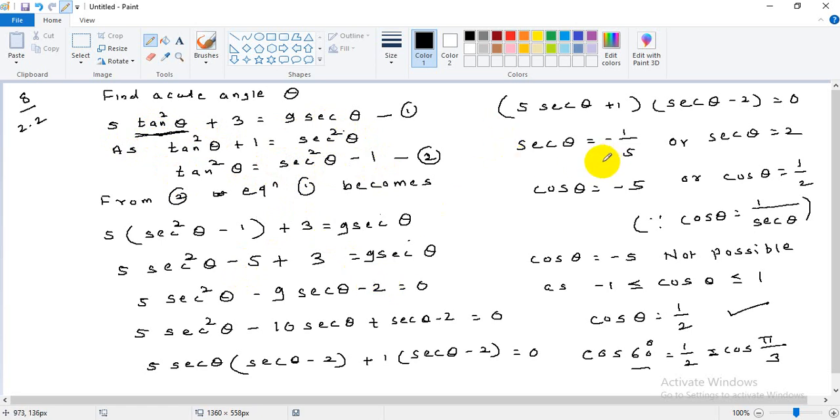And once you get values of sec theta you can get values of cos theta also, because they are reciprocals of each other. And then the value of cos theta came either minus 5 or 1/2. Minus 5 is not possible. Why? Because the range of cos theta is minus 1 to plus 1. So cos theta cannot be less than minus 1 or greater than 1. So we discarded the value minus 5 and then we concentrated on cos theta is 1/2. We know the angle 60 degrees whose cos is 1/2, and 60 degrees is π/3, which is an acute angle. So we solved the problem. I hope you understood this. Okay, we will continue in the next lecture. Thank you.